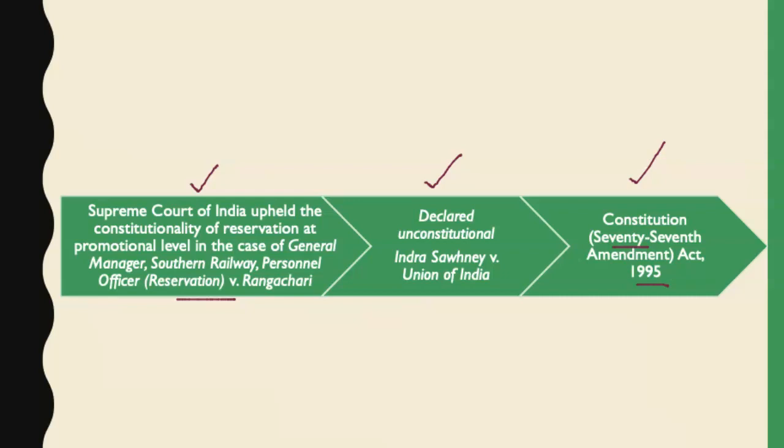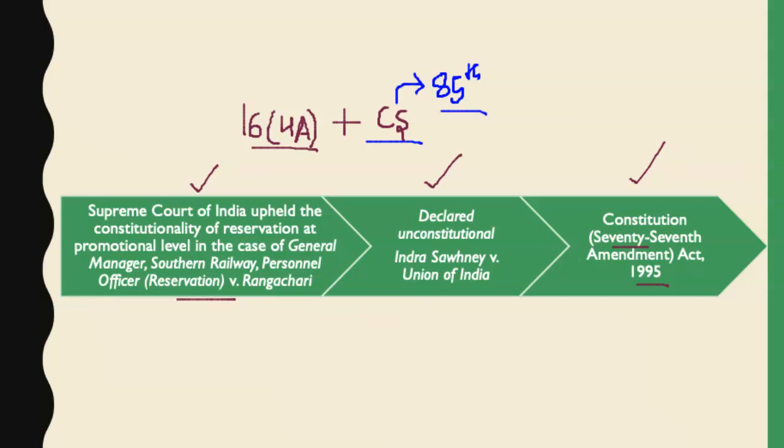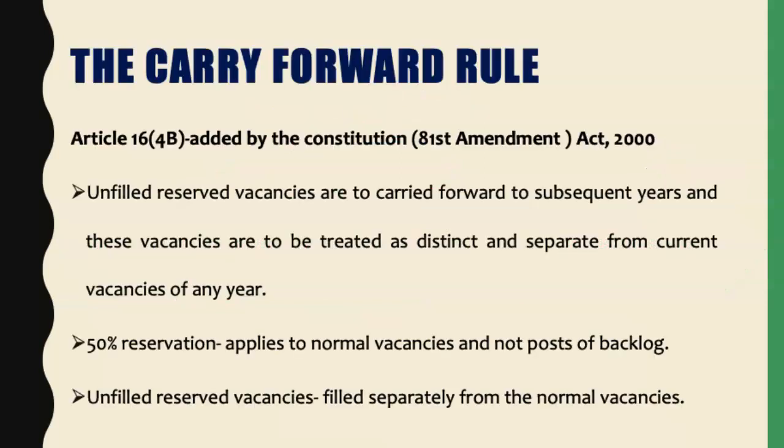16(4)(a) ki development we have discussed in this particular slide. And jab hum baat karenge consequential seniority ki, this was added by the 85th Amendment Act 2001. Now let's move on further and understand what is 16(4)(b). So, aapka Article 16(4)(b) was added by the Constitution's 81st Amendment Act 2000. So this talks about the carry forward rule.